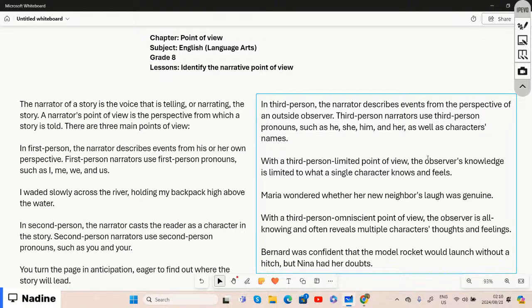So we mentioned that we have three main points, and when we talk in the first person, the narrator describes events from his or her own perspective. Because remember, we are saying now that the narrator of a story is the voice of the story.